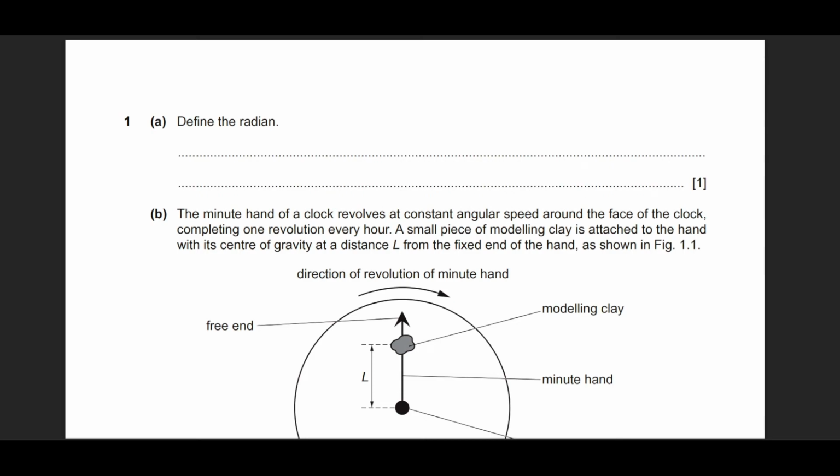This is October, November 2023, paper 42.